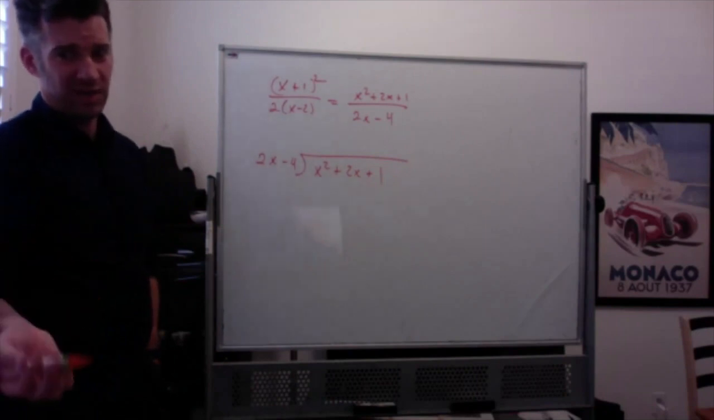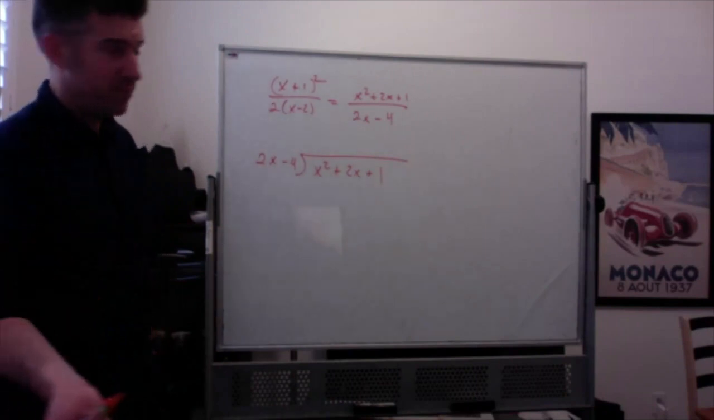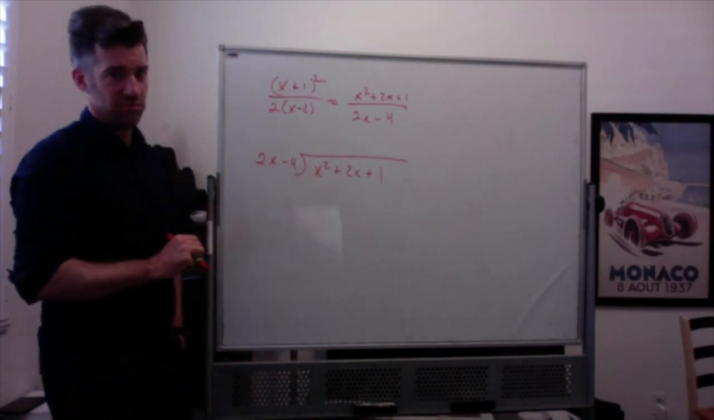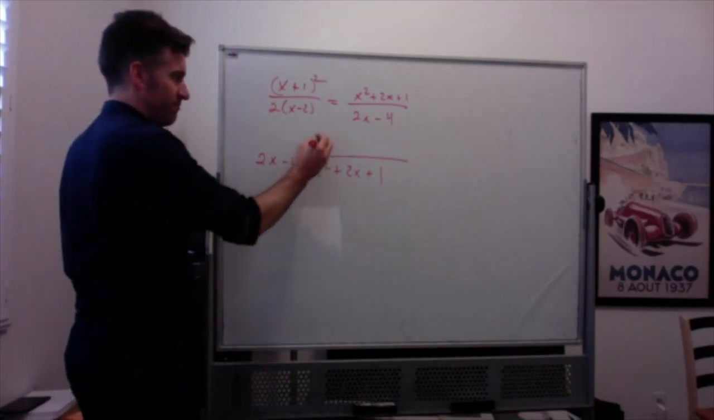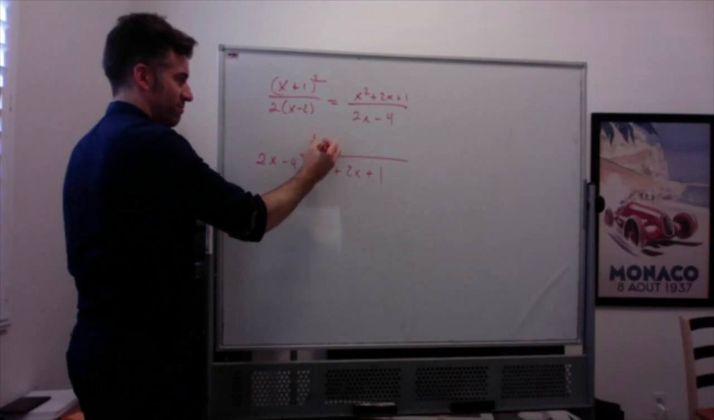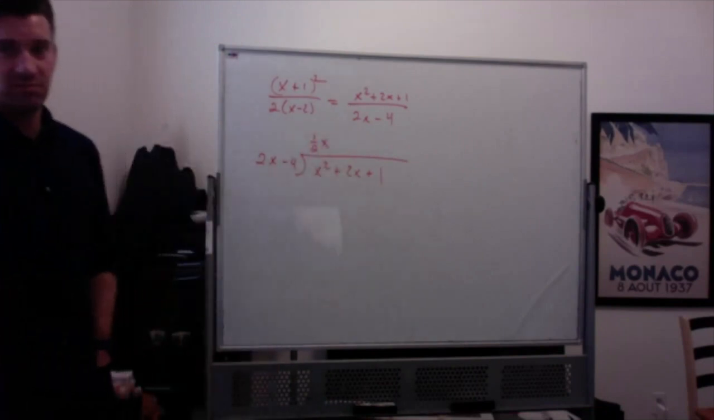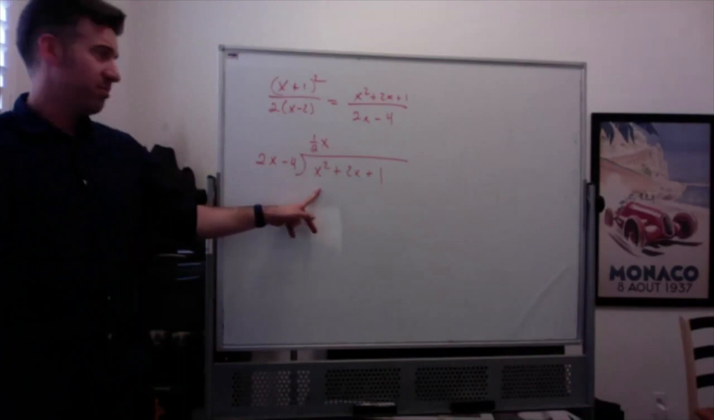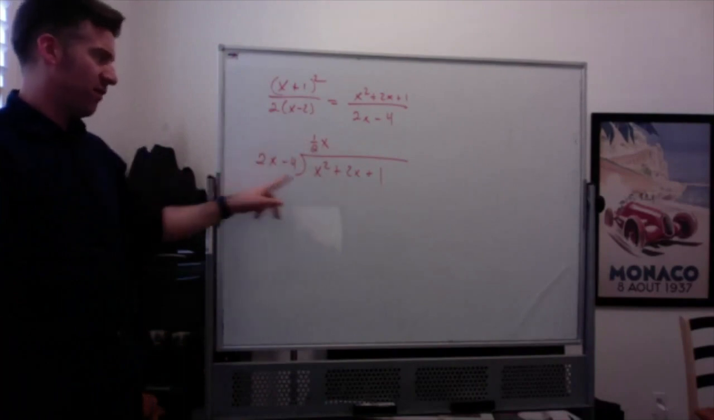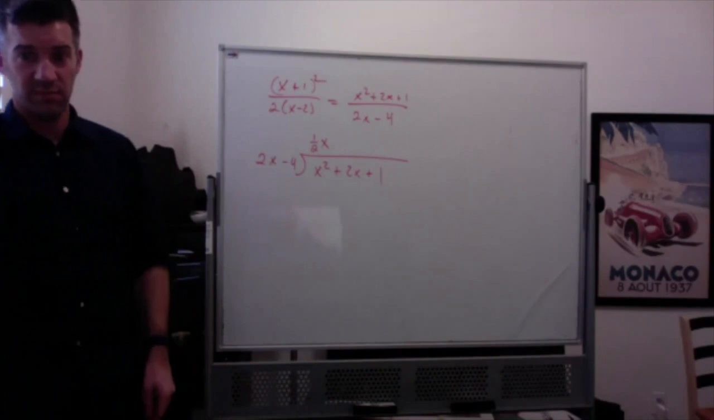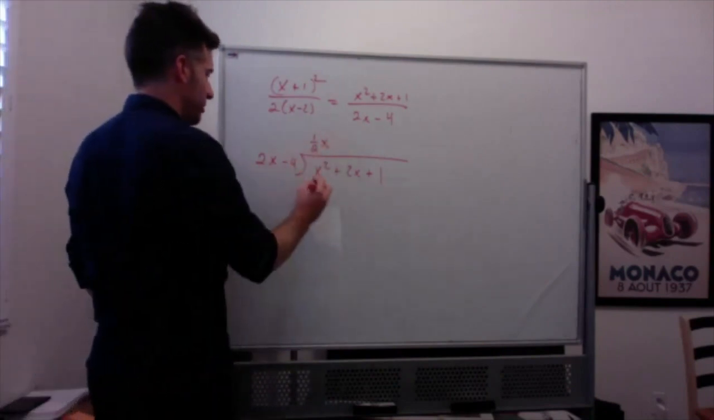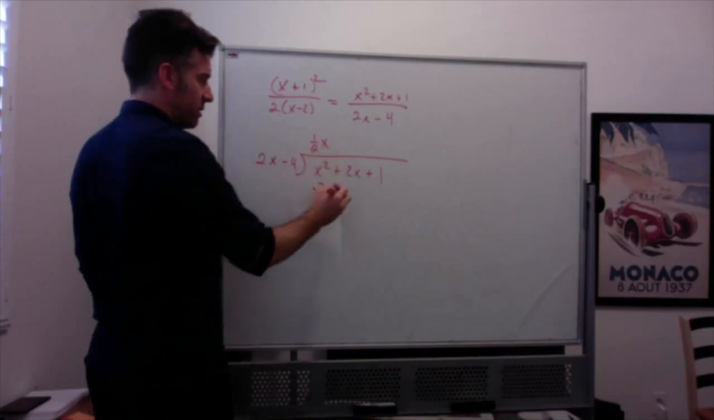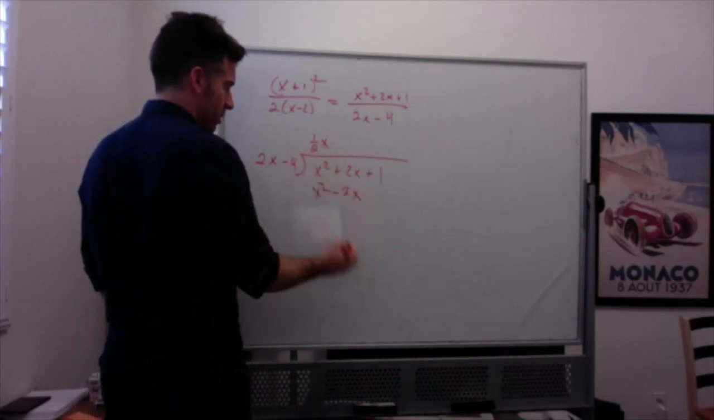So here's the question that I don't like the answer to. What do you multiply by 2x to get x squared? Oh my god. You need an x, right? Because x times x is x squared. But then you need a 1/2 so that the coefficient works out correctly. So 1/2 x times 2x is x squared. And 1/2 x times negative 4 is minus 2x.